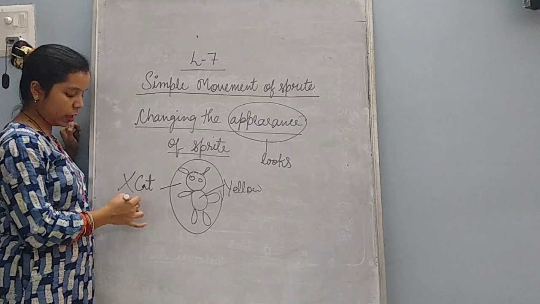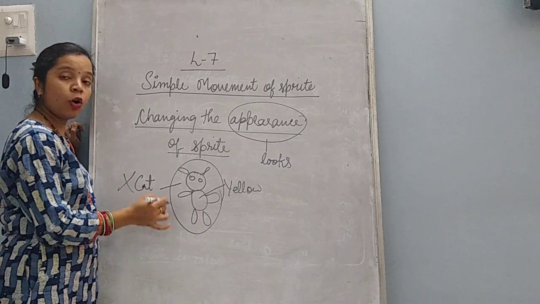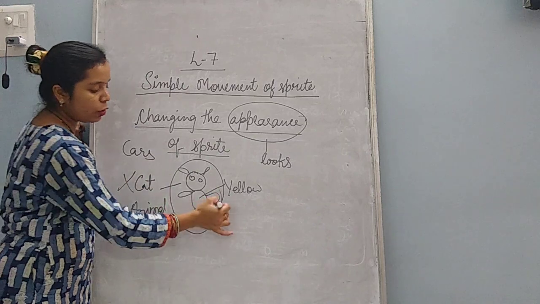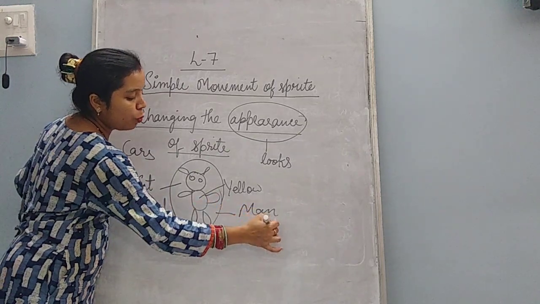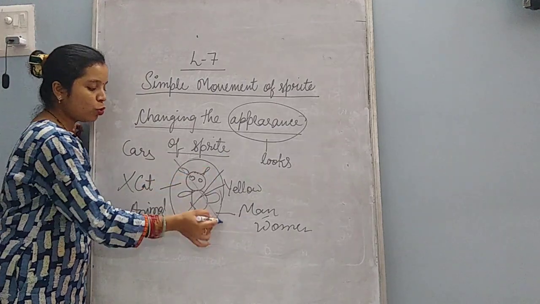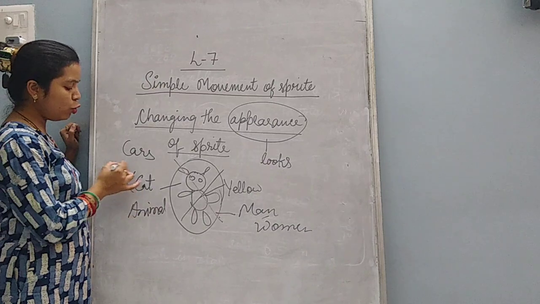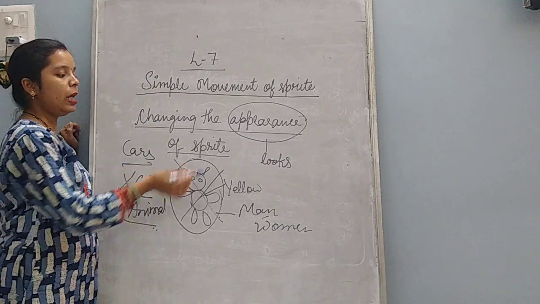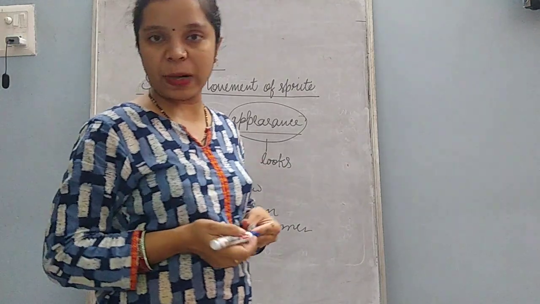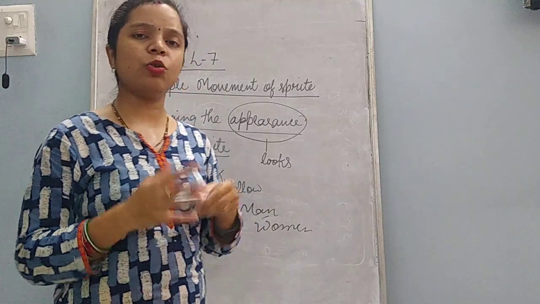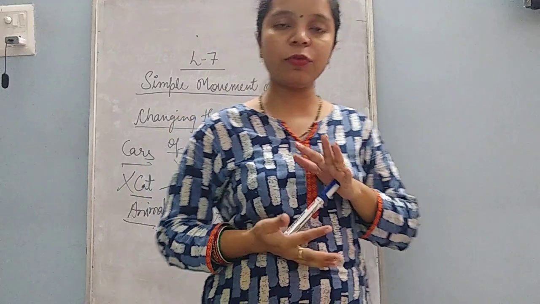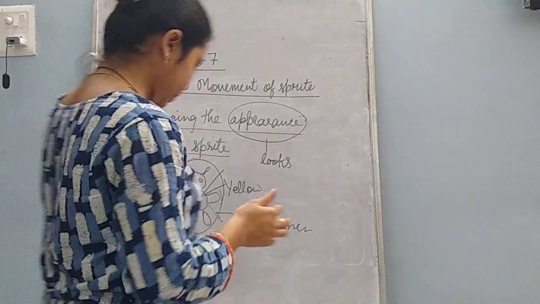In place of the cat, you can use any other animal also, or you can use any car, bus, or you can use a picture of a man or woman, anything in place of this sprite. You don't have to use only this cat as a sprite. You can use any other object also. So like this you can do so many changes in your sprite. If you want to change only the color, you can do that, or if you want to make some other changes in your sprite, you can do that also.